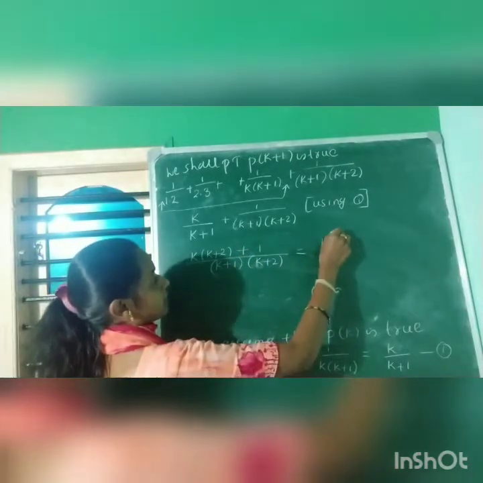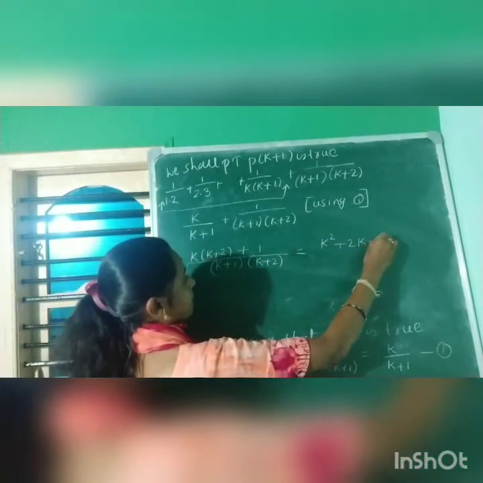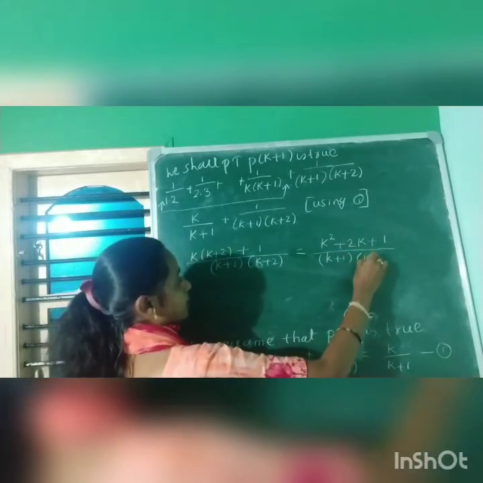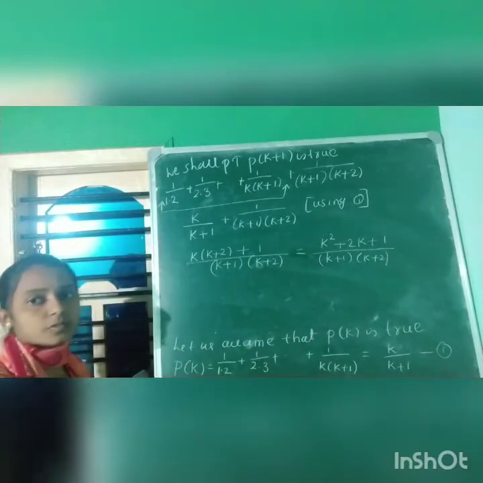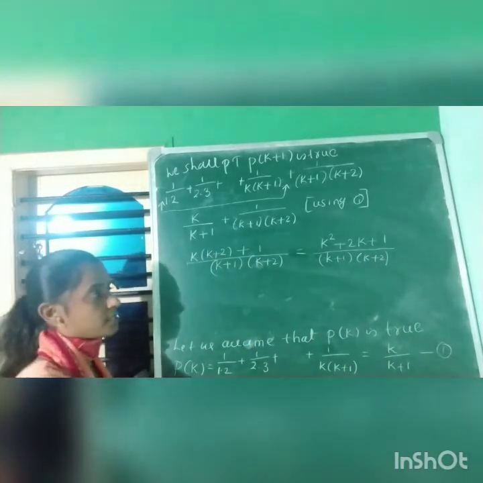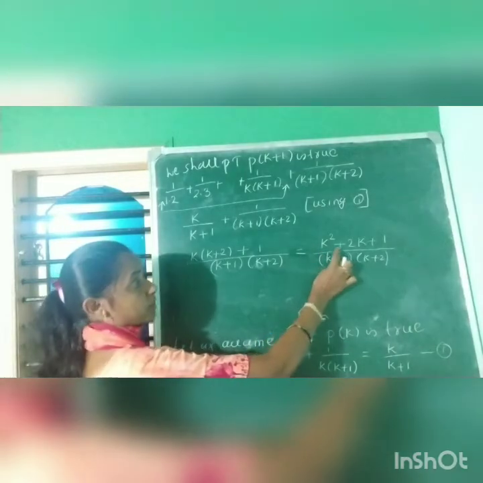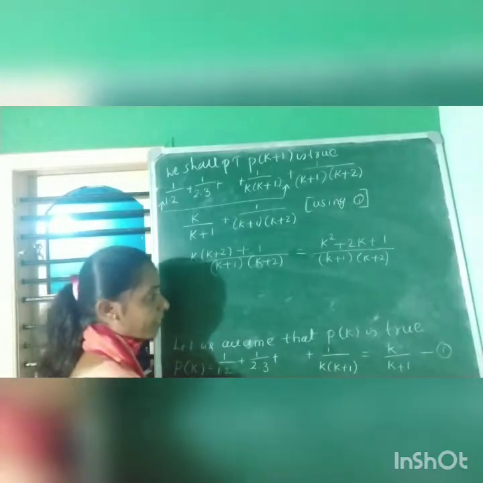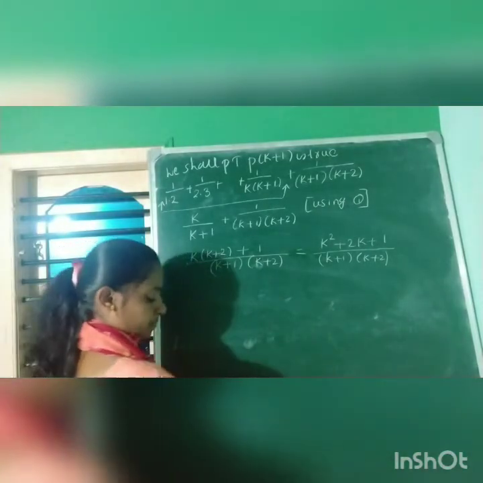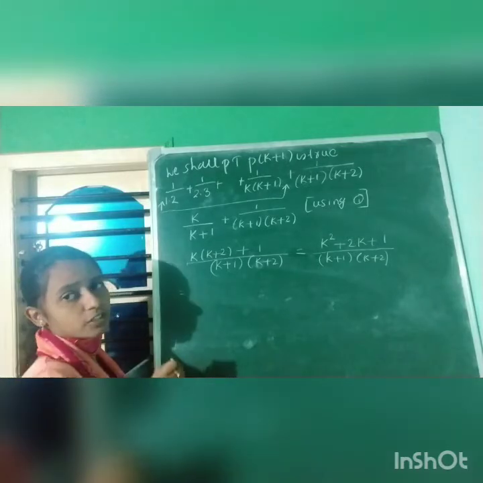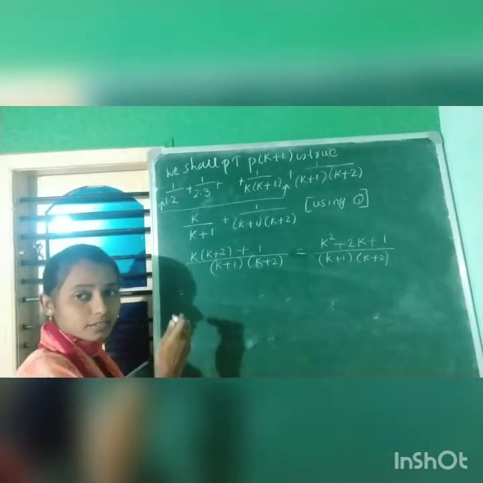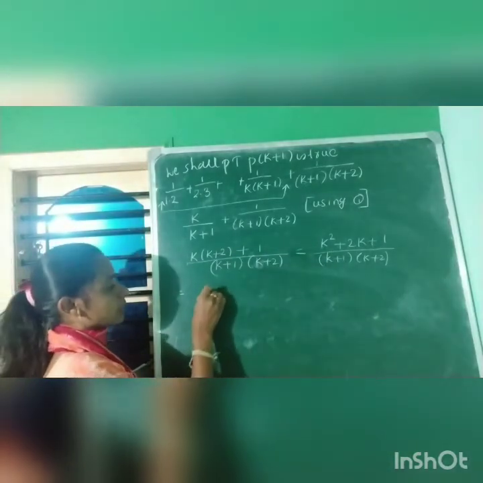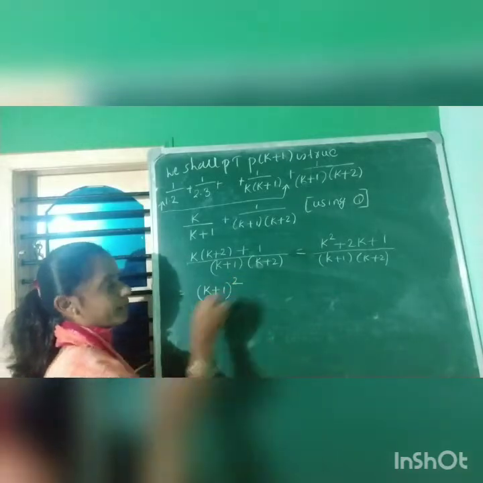k into k is k square plus 2 times k plus 1 divided by k plus 1 into k plus 2. So I just write this as x square plus 2x plus 1. So that will be a simple form. You can go with the factorization also, but I'll just reduce the steps. So for that sake, I'll just write this directly as k plus 1 whole square.